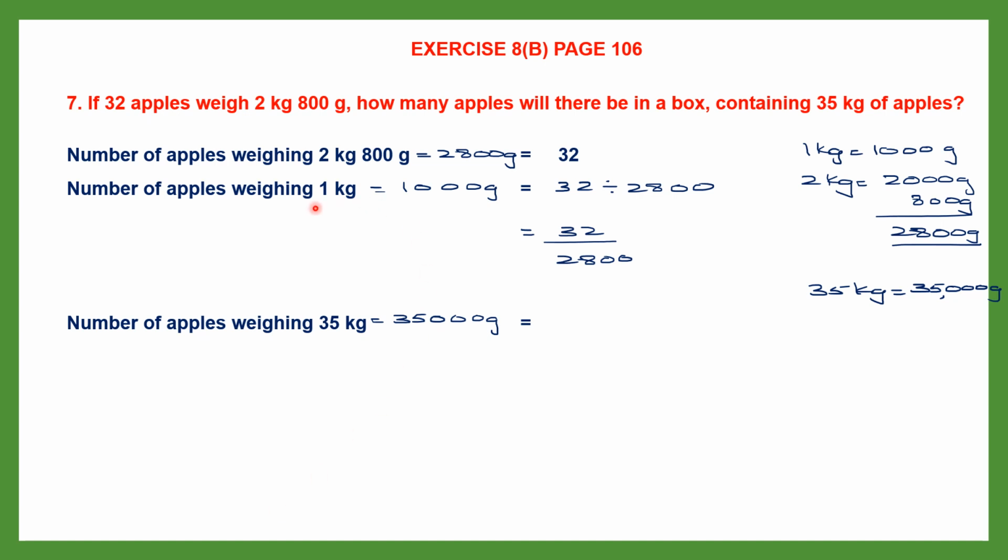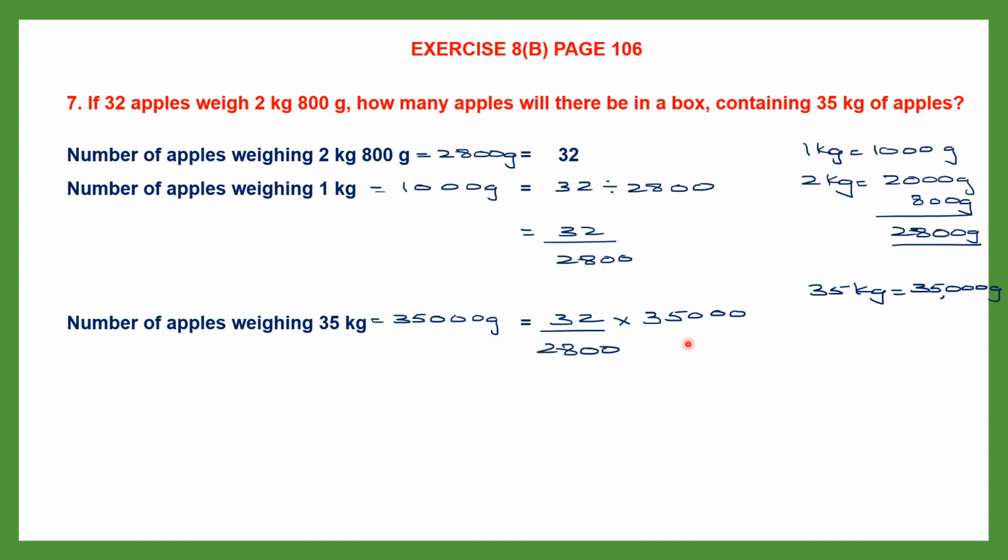So now 1 kilogram has 32 by 2800 apples. Now 35,000 grams will be much more, isn't it? 1000 grams is so much. So 35,000 grams will have more apples. So this is apples. This is not grams, this is apples. So that means here we have to multiply this by this. So let's multiply 32 by 2800 into 35,000. Remember, since 1000 grams has so many apples, 35,000 grams will have more. That's why we are multiplying.